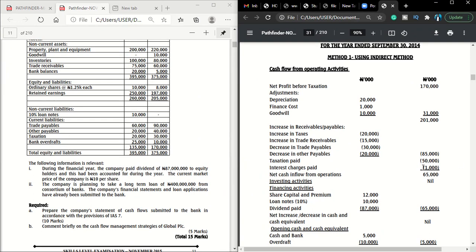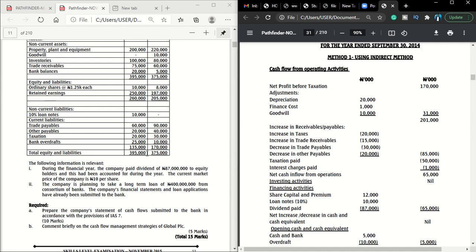After I adjust this, I get my net cash inflow from operations, that is 65,000. So that is that. We now go to investing activity. I told you what comes under investing activity: changes that happen to your non-current assets, and in case you have investments in other companies.